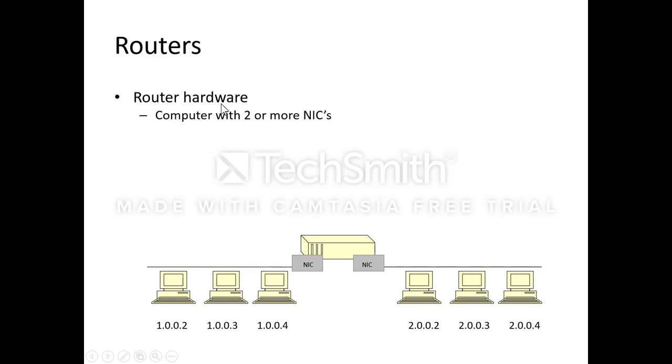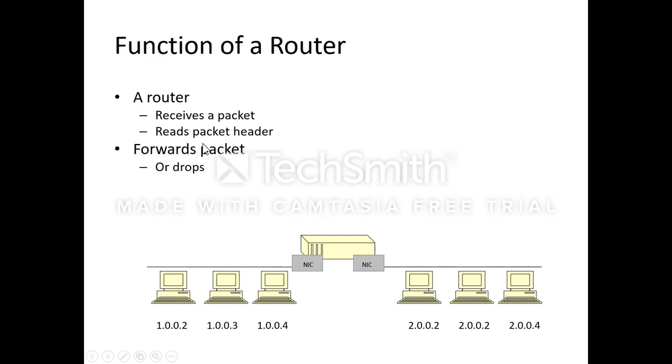Router hardware. A router is really just a microcomputer with two or more network interface cards in it, and each network interface card connects to a separate network. You could say that the purpose of a router is to connect networks, but you could also say the purpose of a router is to separate networks. So any traffic between these computers on this network on the left is not going to cause any traffic on this network over on the right. Routers can be said to connect networks, but they're also said to separate networks.